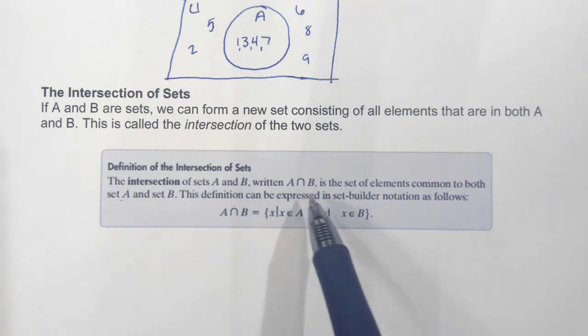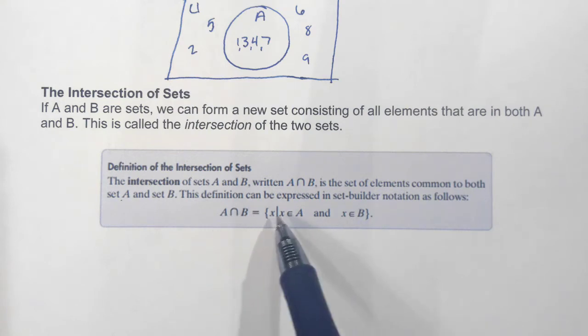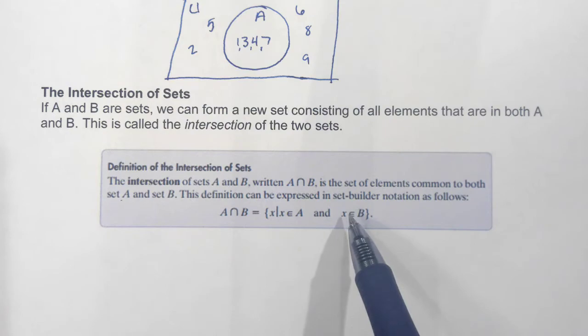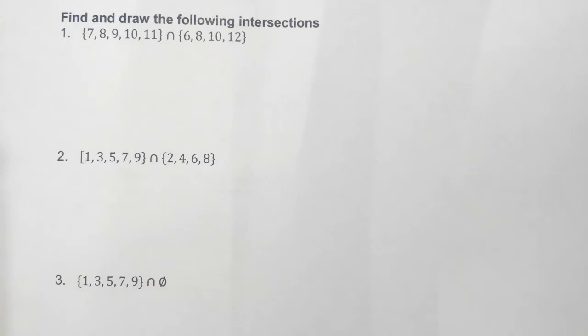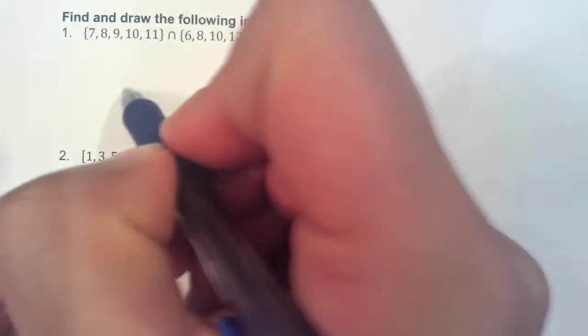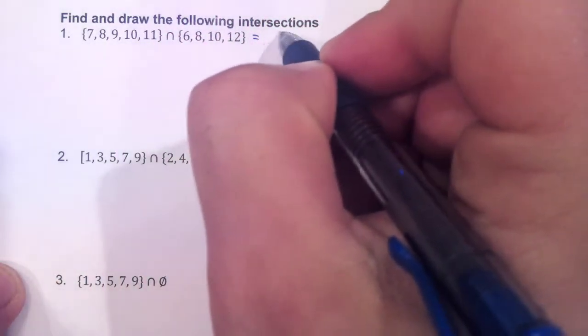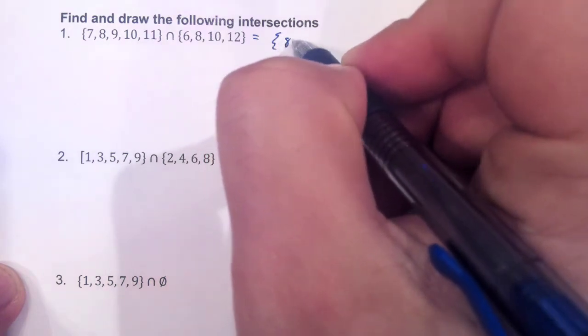This definition can be expressed in set builder notation as follows. The intersection of A and B is the set of X such that X is an element of A and X is an element of B. Okay. Find and draw the following intersection. So this says, what's the intersection of these numbers and those numbers? So that is what is in common in both of these. So let's see, what's in both? I see 8 is in both, I see 10 is in both. So the intersection of those two things would be what's in common, 8 and 10.